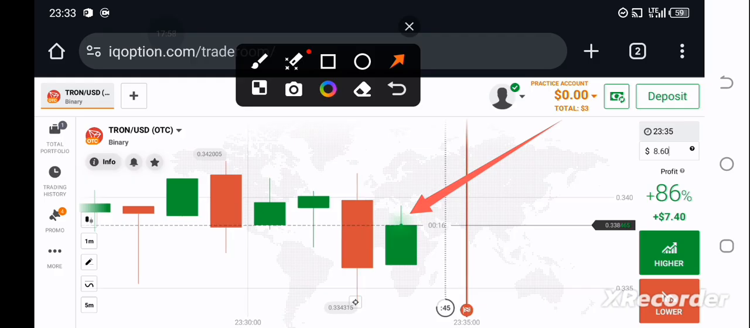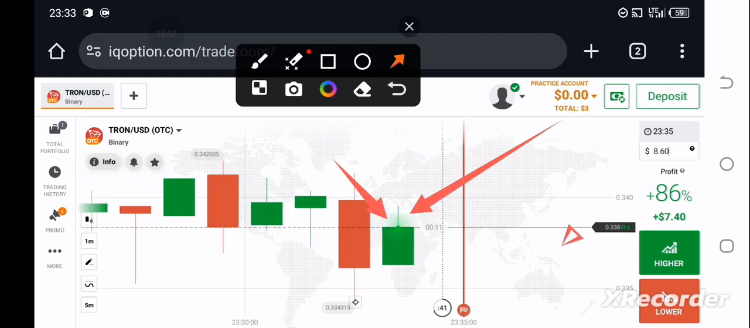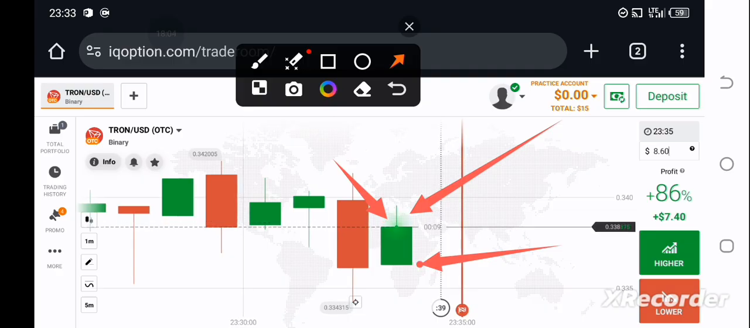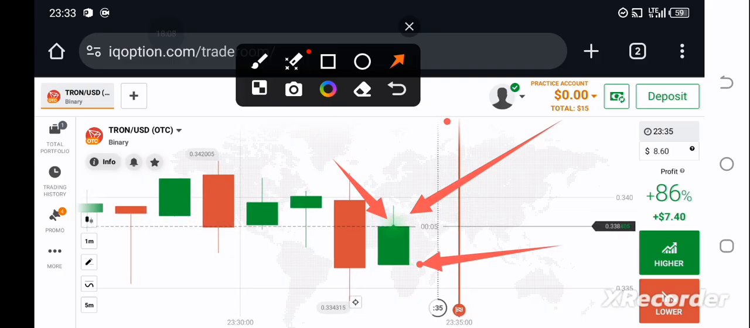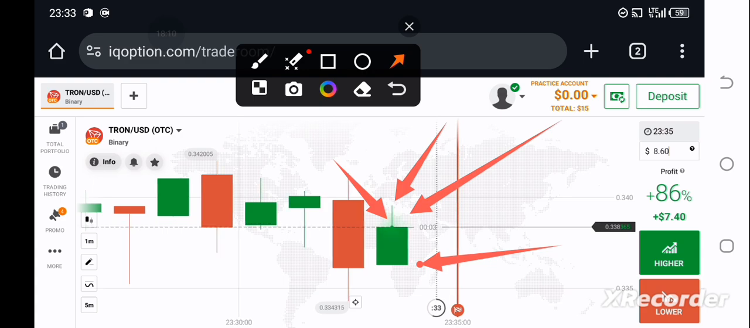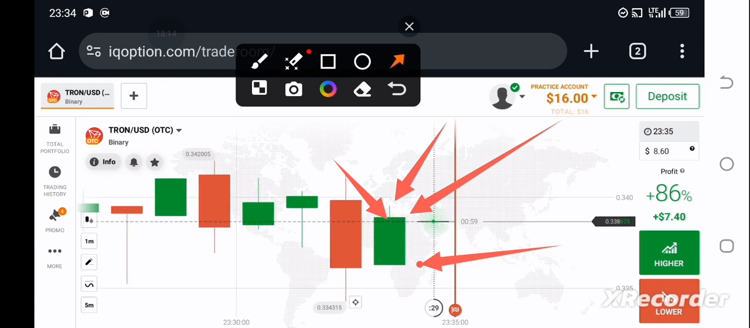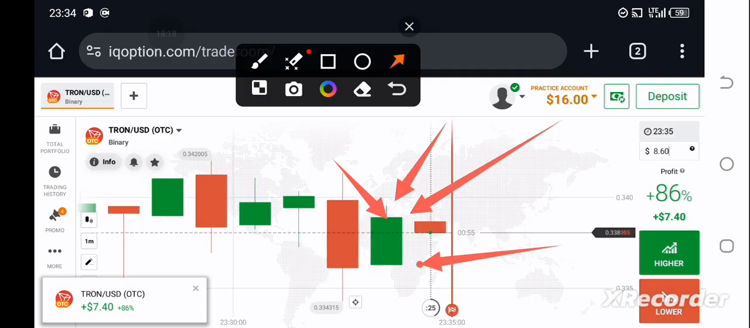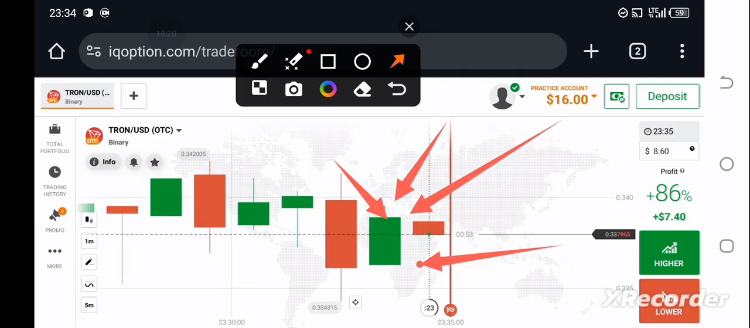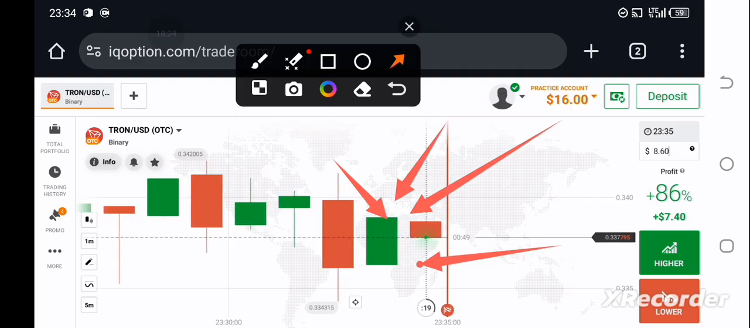Even though I sold, you can see the sellers are entering. It may close as a bullish candlestick, a green candlestick, but provided it closes below my entry point, I will still be in profit because I sold. So you can see that it closes below my entry point. It is a winning trade.